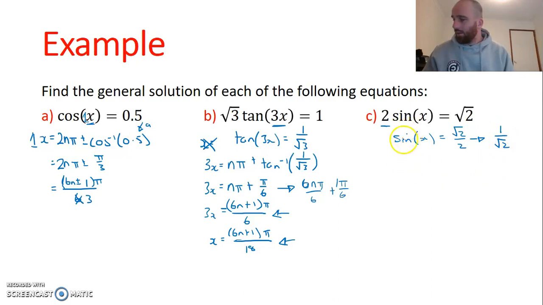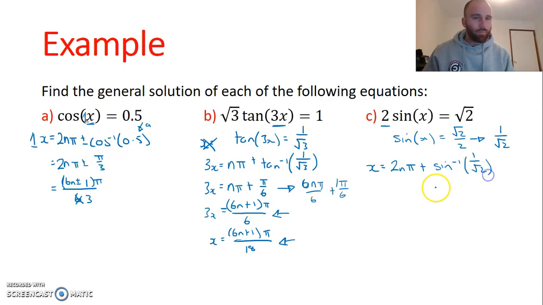To find our general solution, we're going to use the formula on the previous slide. So x equals 2n pi plus inverse sine of 1 on square root 2. So what we do is we find inverse sine of 1 on root 2. So this becomes 2n pi plus pi on 4.